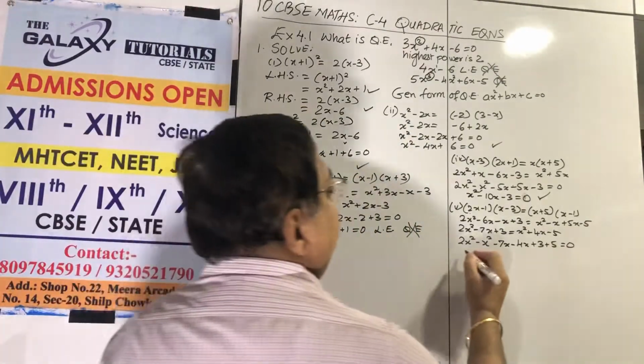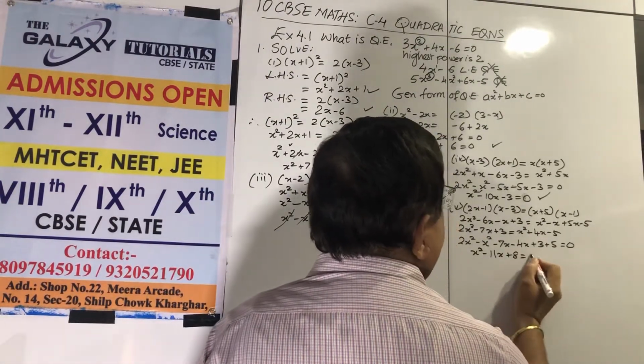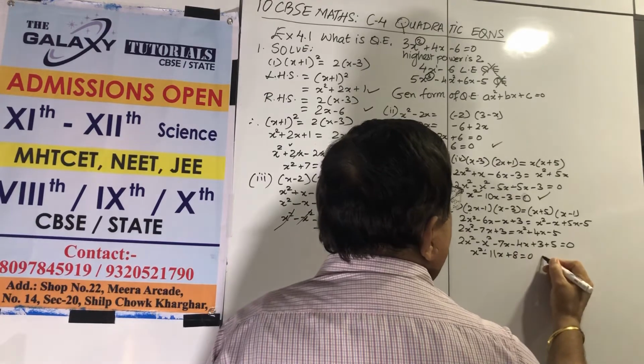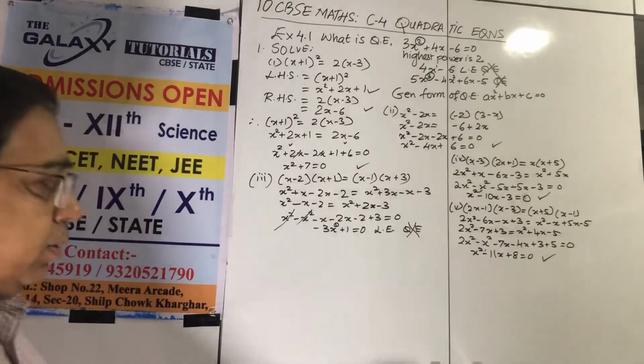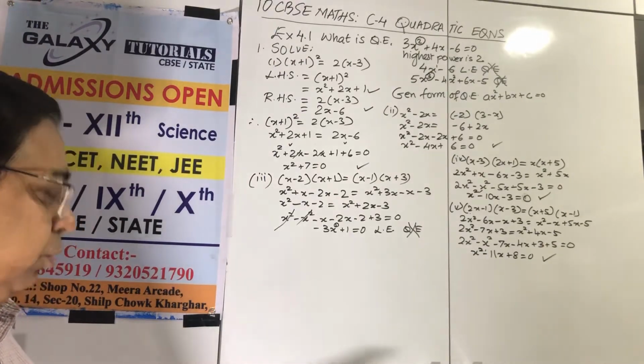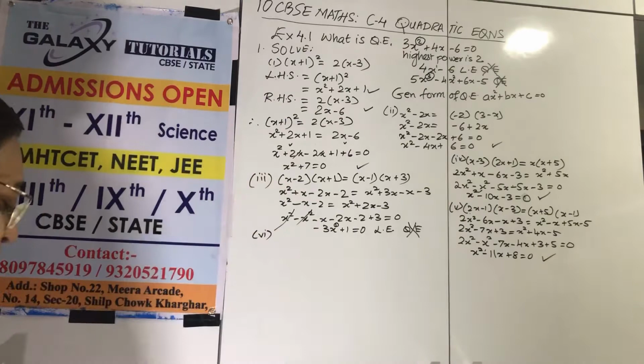So, I will get x square minus 11x plus 8 is 0. Highest power is 2, therefore quadratic equation. Okay, this is how we will do. Coming to sum number 6. What do we do with the sixth sum?